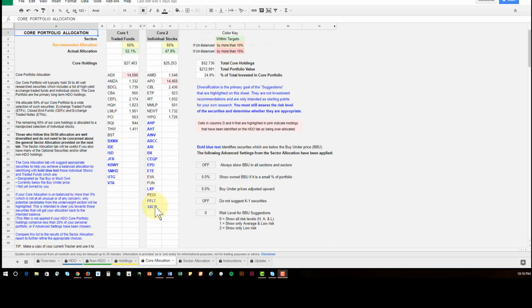The 50-50 split can be changed to suit an investor's personal risk level. If the allocation to stocks and funds becomes significantly unbalanced, the list of suggested securities will shift to favor only those that will steer the core portfolio back into balance. Core holdings that have been identified as over-allocated are highlighted as potential areas to consider for rebalancing.